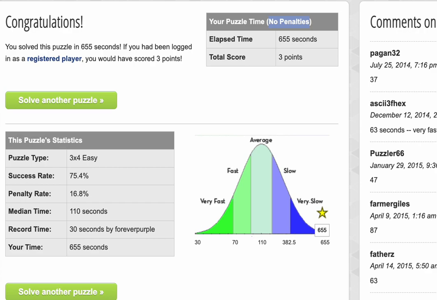So that's the puzzle. I'll go over another one next class.